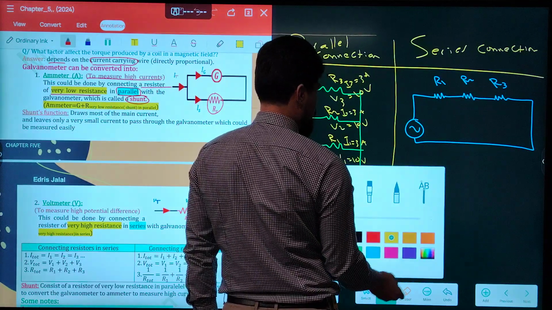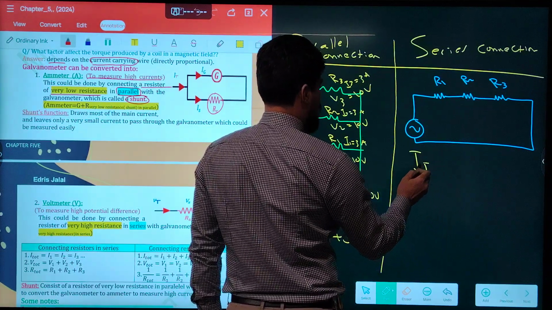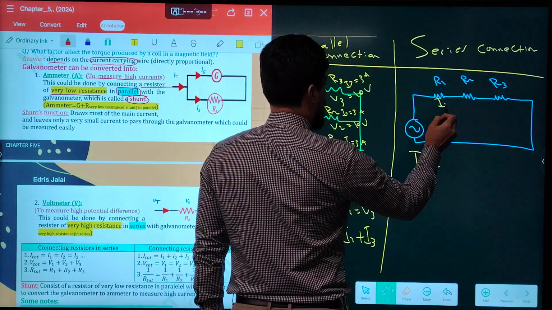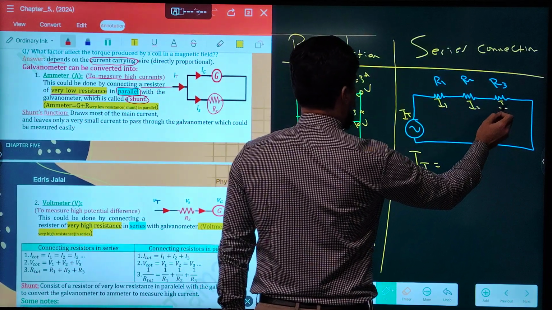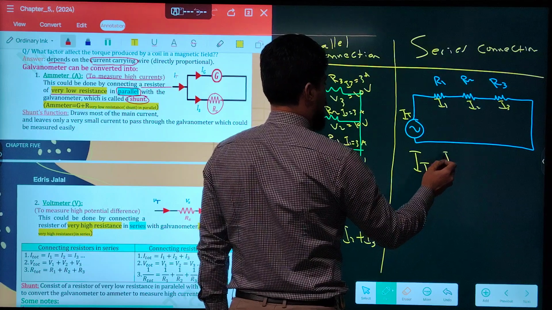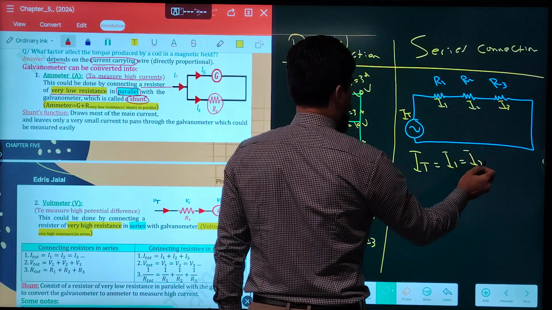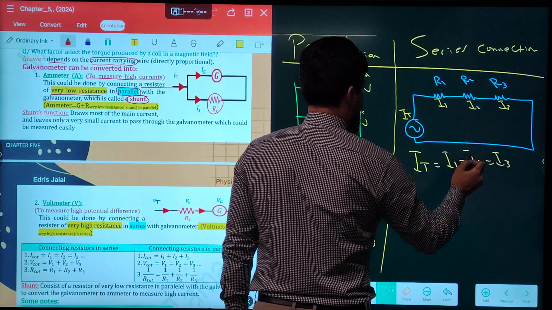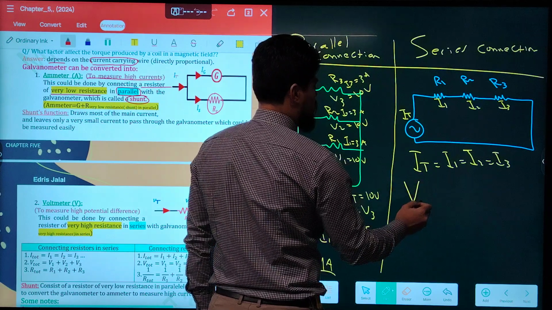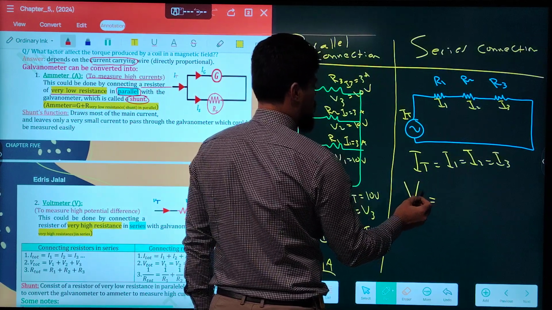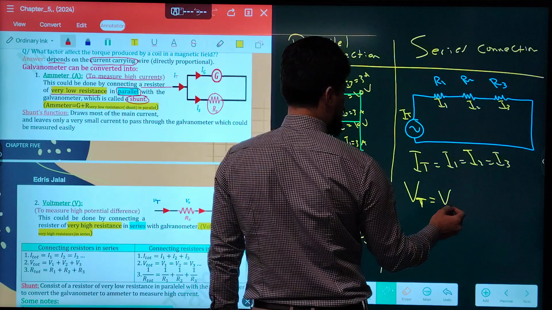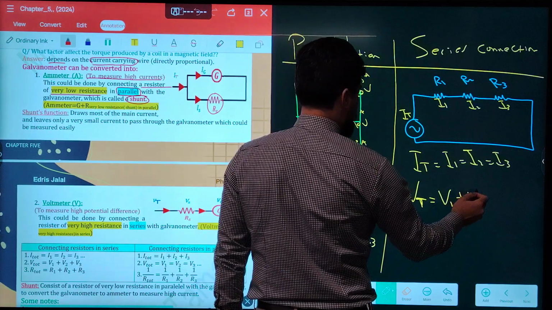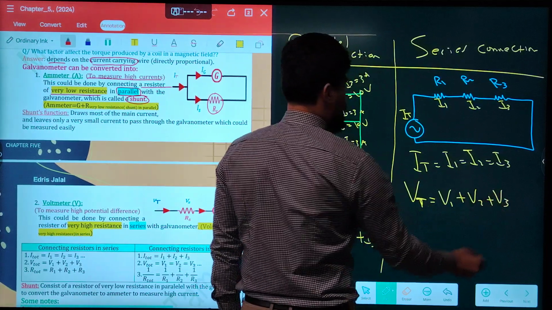In series, the current is constant. I total is equal to I1, I2, I3. So how about the potential difference? In a series connection, how can we get the V total? By adding up all the individual potential differences: V1 plus V2 plus V3.